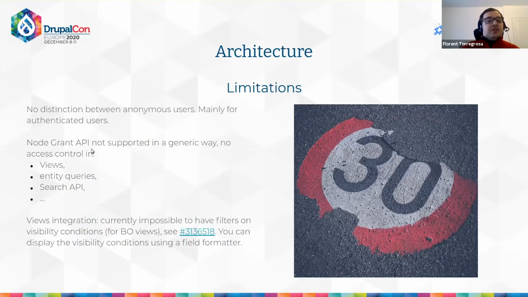Also, the Node Grant API is not supported in a generic way. It means that, for example, if you only use the Entity Visibility Preview module, all your visibility conditions will have no effect in views results, entity queries, Search API results, etc. Because of the plugin and extensible approach, and how the Node Grant API is done, it was impossible to make it generic. It would have been easy to over-engineer it and make it too complicated. So we keep it simple, and you can implement it in your custom development to be sure that it corresponds to your needs.